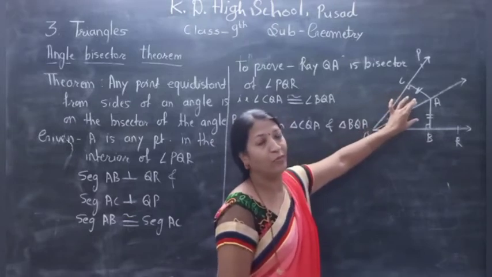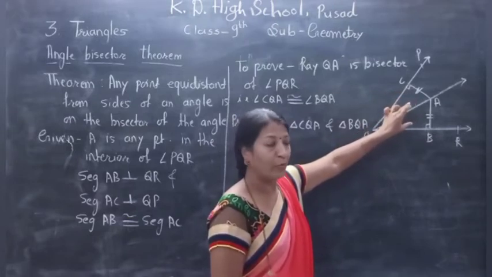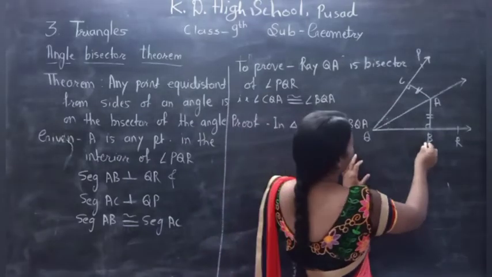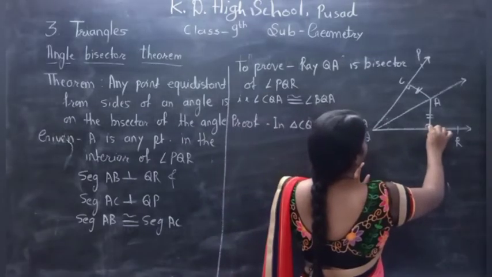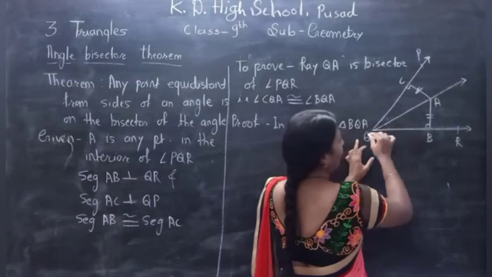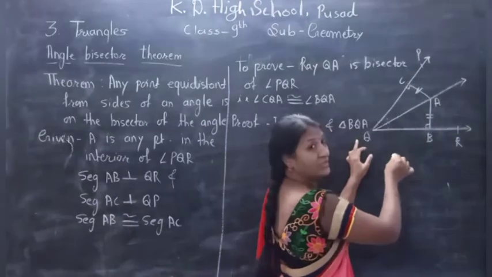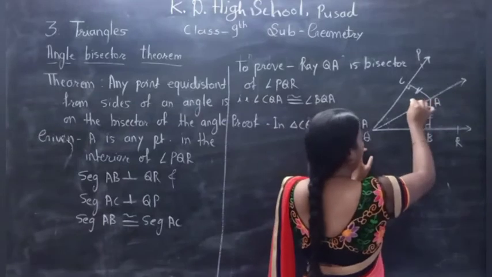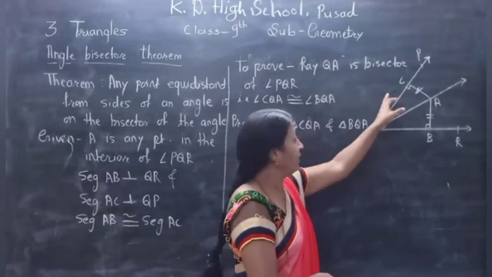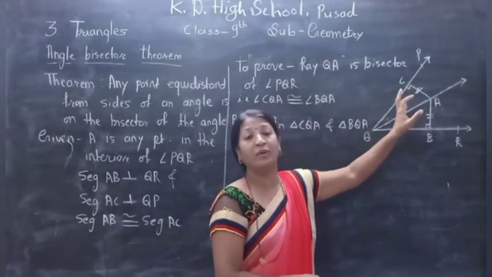And the side opposite to the right angle is the hypotenuse. So it means what? The opposite side of angle B, that is QA in triangle BQA, and the opposite side of angle C, that is QA again in triangle CQA, is nothing but the hypotenuse.